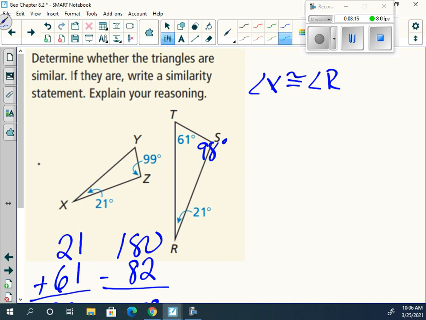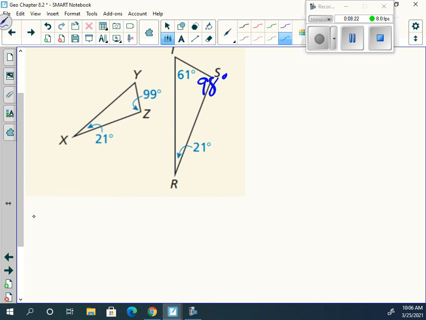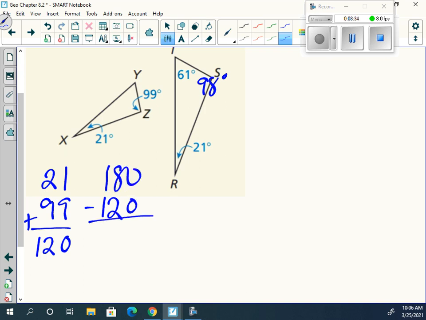Well, let's find out what angle Y is, just to make sure. Because if we look at this here, well, 21 plus 99, 0 carry the 1, is going to be 120. And if we subtract 120 from 180, we get 60. So are these two similar? No, because we needed at least two angles. We only have one.